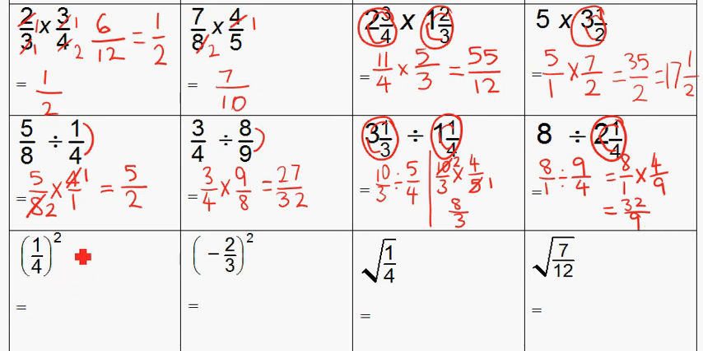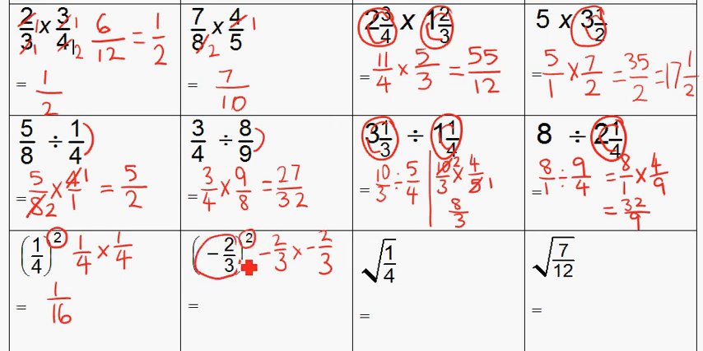Okay, this is a quarter squared, so let's remind ourselves what squaring means. Squaring means times it by itself. 1 times 1 is 1. 4 times 4 is 16. 1 over 16. Okay, negative 2/3 times negative 2/3. Of course, we're squaring, so we have to times the whole thing by itself. 2 negatives make a positive. 2 times 2 is 4, and 3 times 3 is 9.